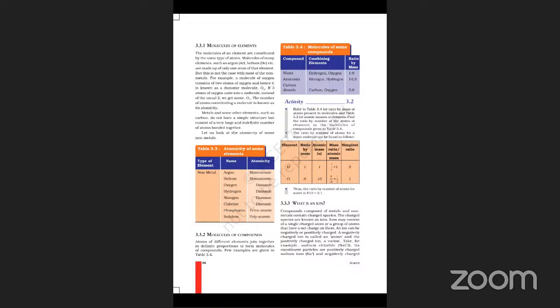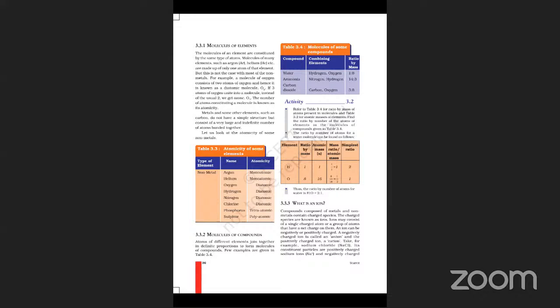So we have to talk about molecules of elements and molecules of compounds. Now, in the case of molecules of an element, the molecules are constituted by the same type of atoms. So molecules of many elements, such as argon and helium, are made up of only one atom. In the case of noble gases, they are made up of only one atom of that element.